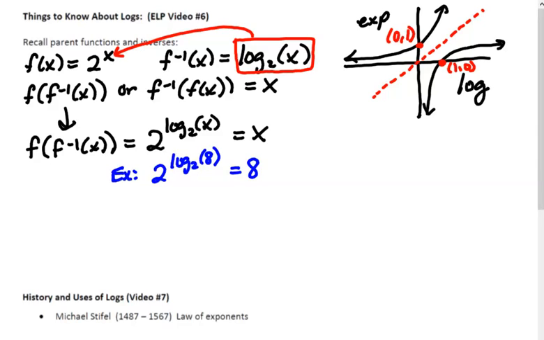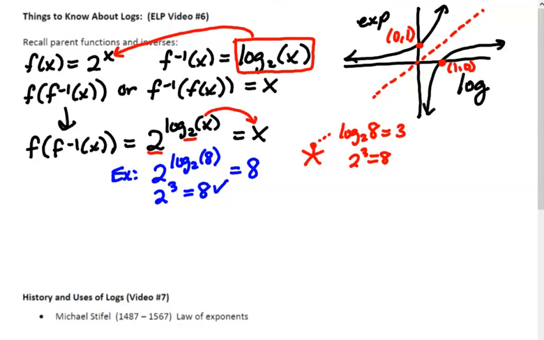So I'm going to kind of come over here with my little thinking person. I'm thinking, log base 2 of 8 is equal to 3 because 2 to the third equals 8. So if log base 2 of 8 is 3, then this is 2 to the third, and 2 to the third does equal 8. So this makes sense. So I have this relationship where if these two bases match, then these two numbers also match.